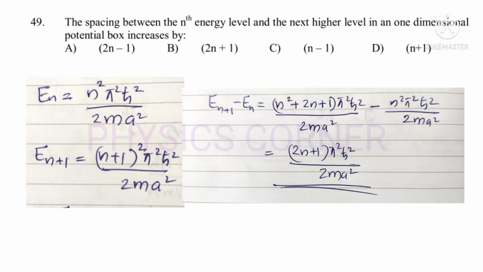Now the spacing between the nth energy level and the next higher energy level is the energy difference, right? So the difference we get is 2n plus 1 into pi square h cut square by 2ma square, the eigenvalue of this particle, right?